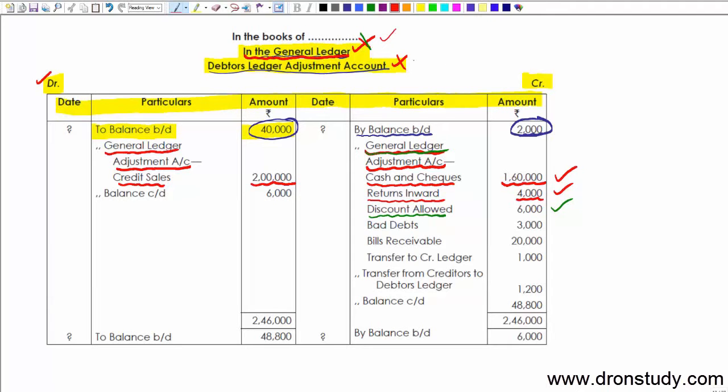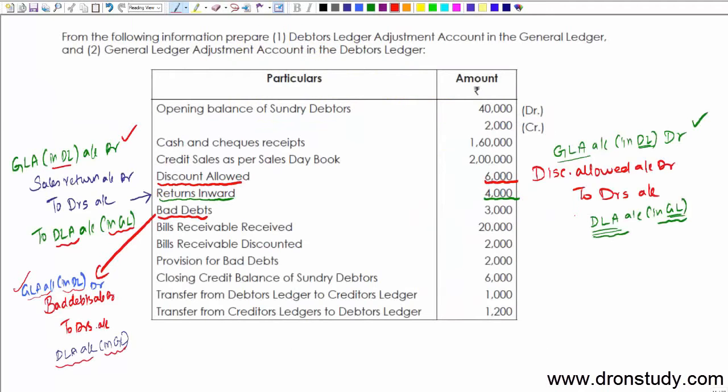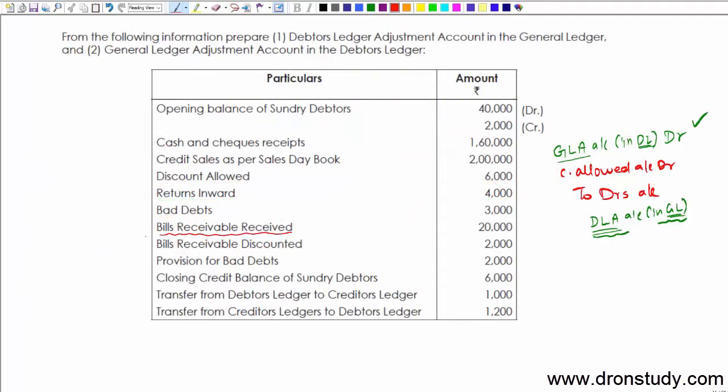Here we have the debtors ledger adjustment account, which should be credited on account of bad debts, that is 3,000. Then we have bills receivable that has been received. What will be the accounting entry when bills receivable is received? The debtors will come down, right? So debtors will be credited and bills receivable account will be debited. So this is the normal entry.